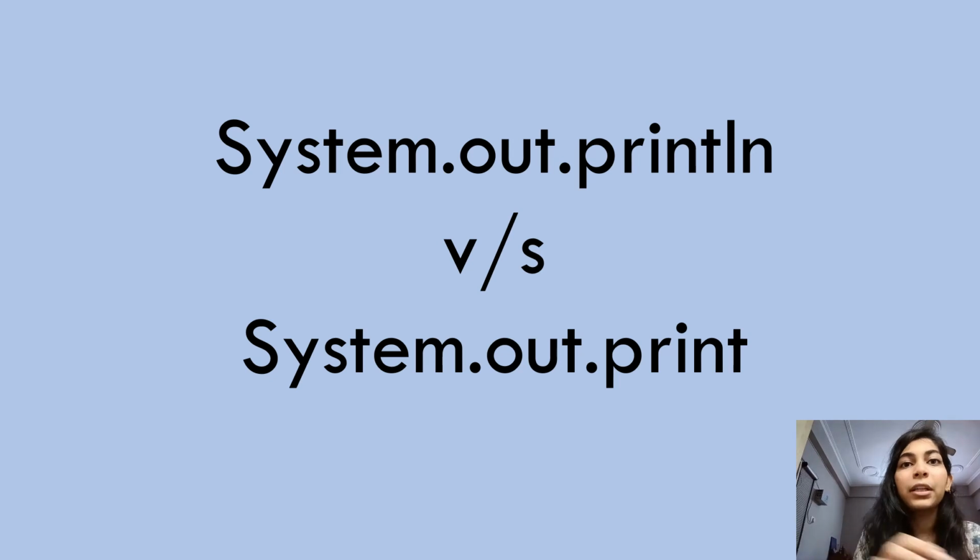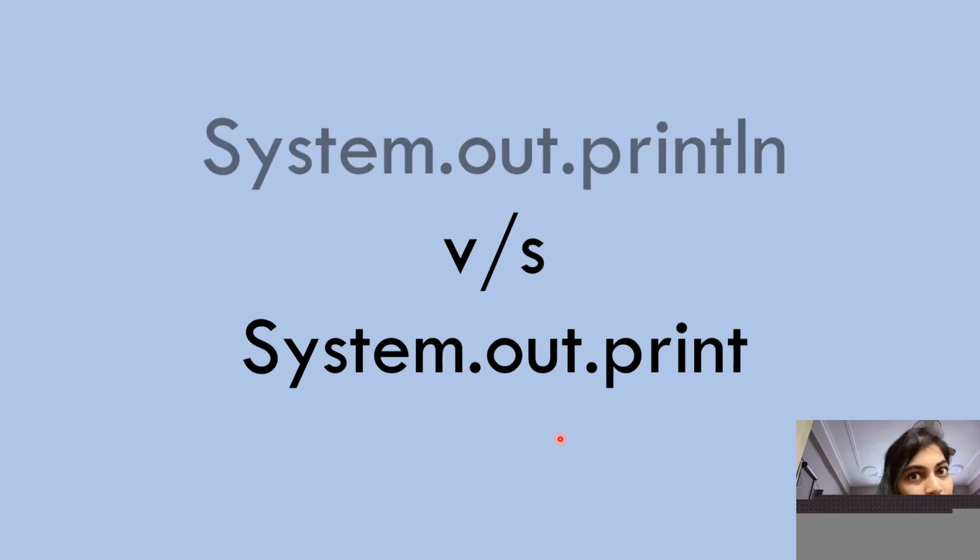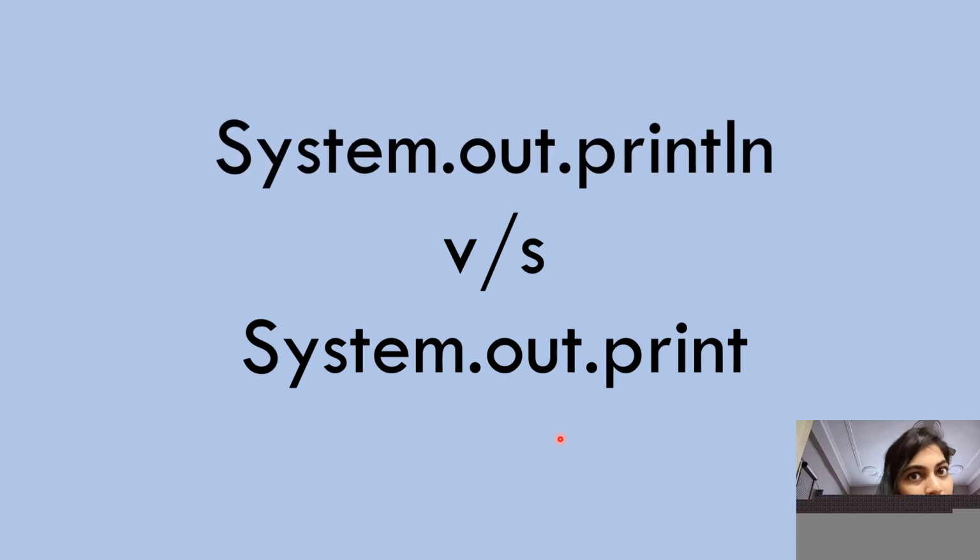Now we have 2 printing statements. The one which we used in the previous slide was system.out.println, but we have something also known as system.out.print, and we are going to see the difference between both of these printing statements in the next slide. Alright, let's move further.